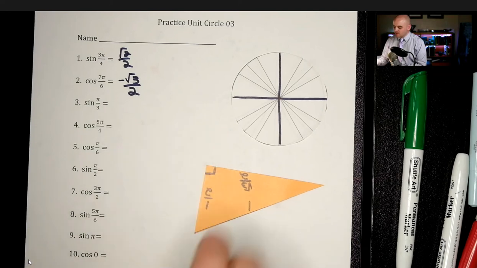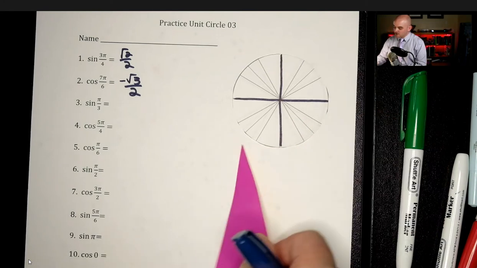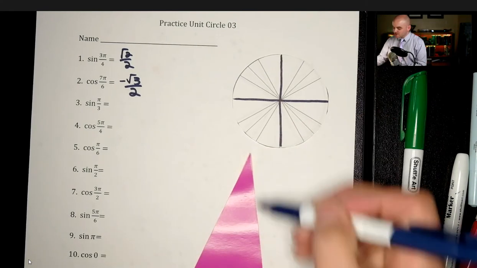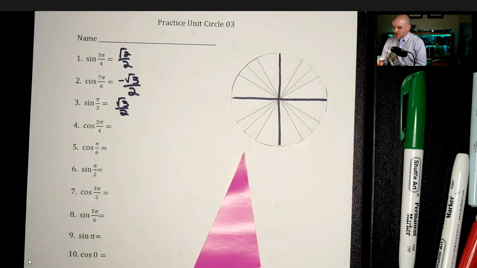The sine of pi over 3 is right here in quadrant 1. It's going to look like this. The sine value is going to be positive, and it's going to be positive root 3 over 2 because it's that long side of the triangle.